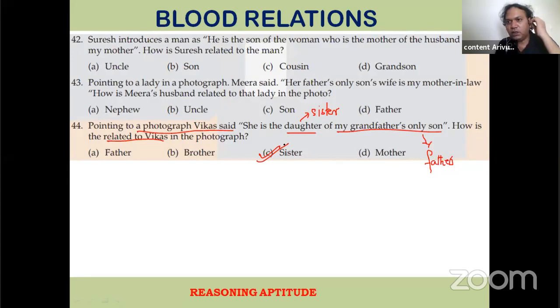Again, I'm going by the answer options and not complicating the question. I can say father or maternal uncle and then all that, but let's not complicate. Keep it simple based on the answer options available to you. There's no answer option like none of these here, so let's keep it simple. Grandfather's only son, father, and daughter of father, sister. Who is she? She is Vikas's sister. So answer for 44 will be C.